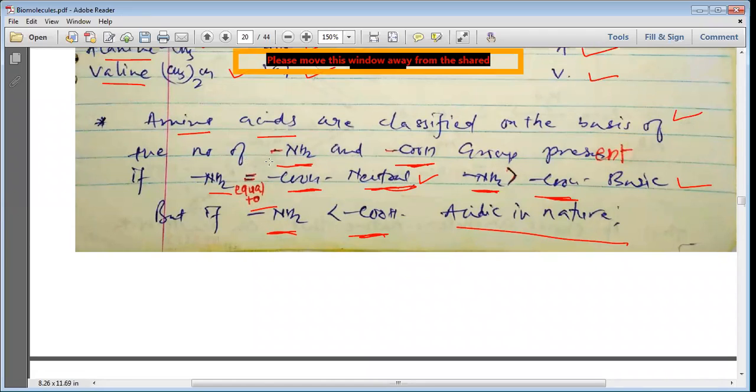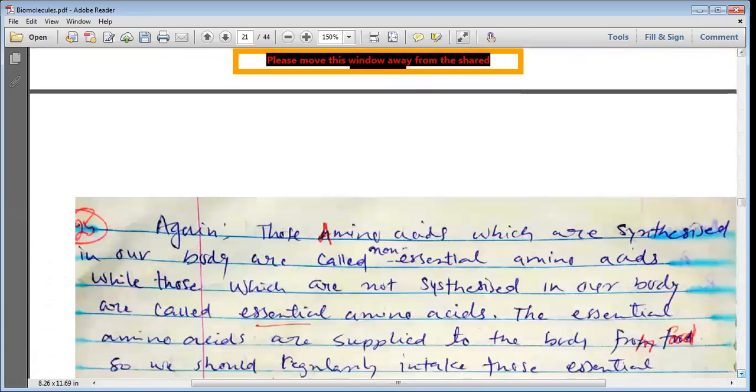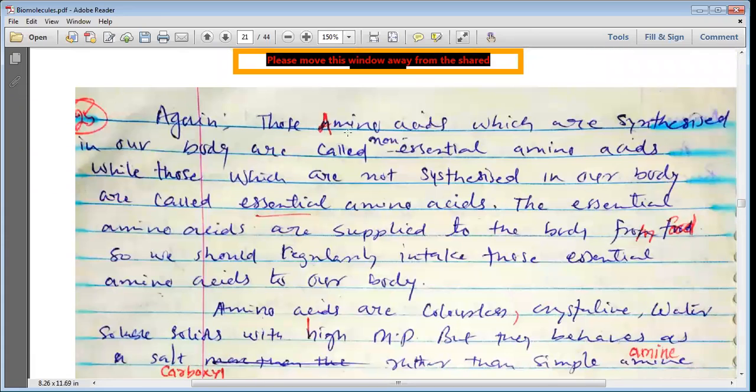Once again, my dear students, the nature of the amino acid can be determined easily on the basis of the number of amine groups and the number of carboxylic acid groups present. If the number of amine groups is equal to the number of carboxylic acid groups, we will have a neutral amino acid. If it is more, we will have a basic amino acid. If it is less, we will have an acidic amino acid. Again, those amino acids which are synthesized in our body are called non-essential amino acids.